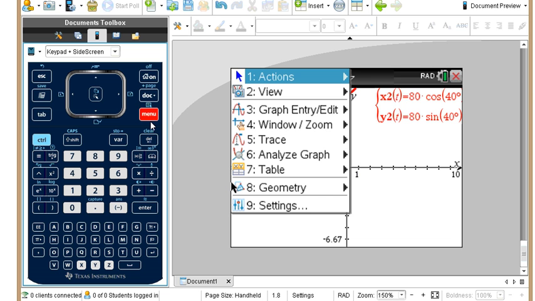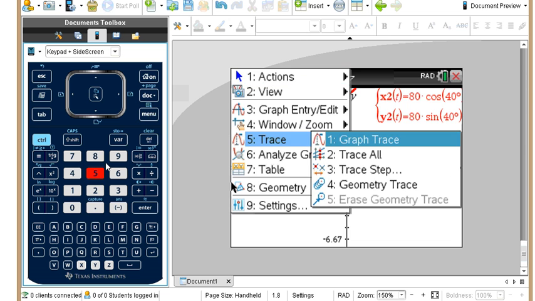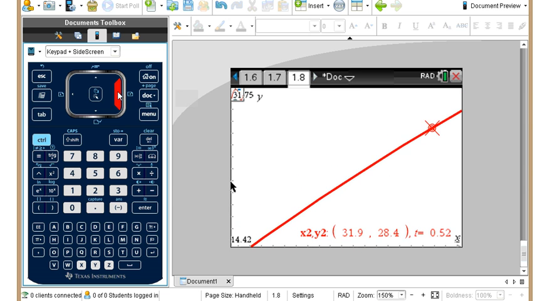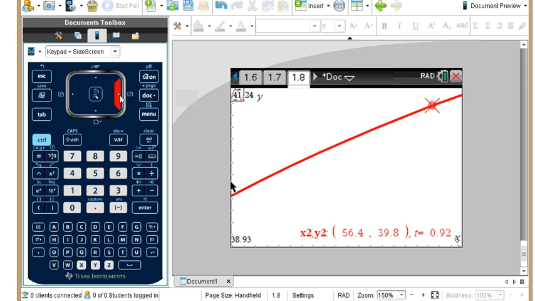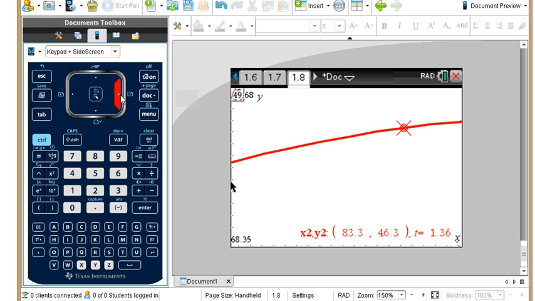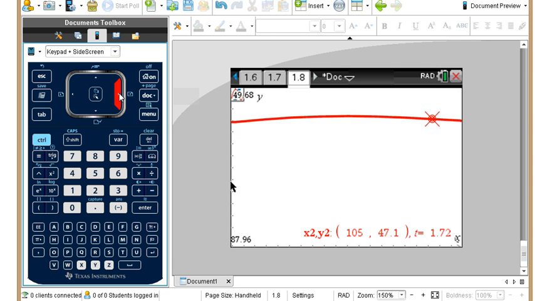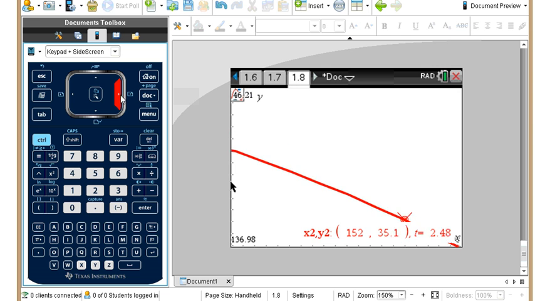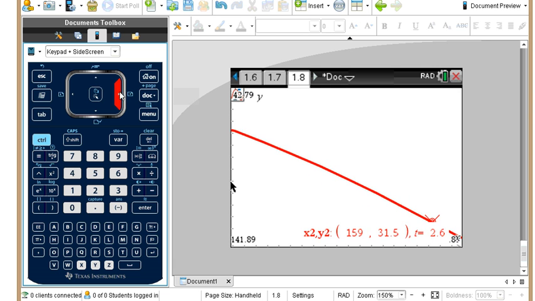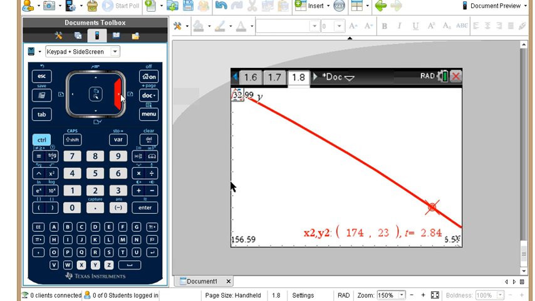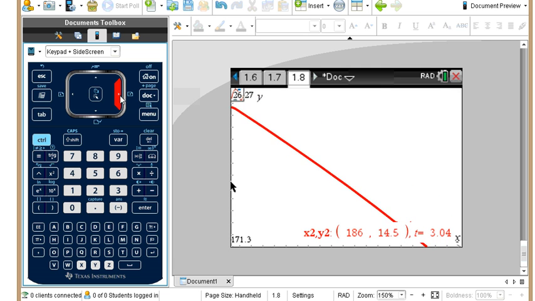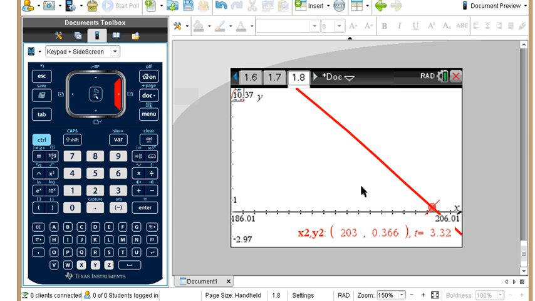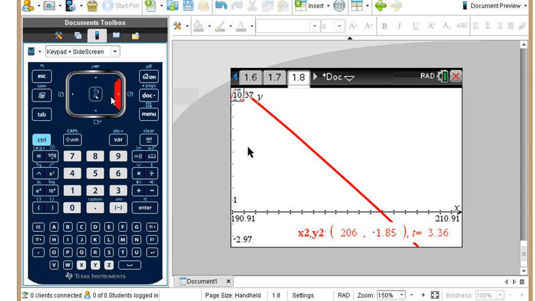So if we go to menu 5, graph trace, we can just go in time to the right, and it's going by 0.04 seconds, so it's going to take a little while. But here we reach maximum elevation. We'll go past that. So we're looking for the x-axis essentially here as we go down. We should get there soon. There we go. And that's going to be about as close as we can get.